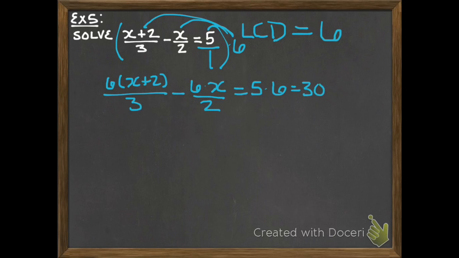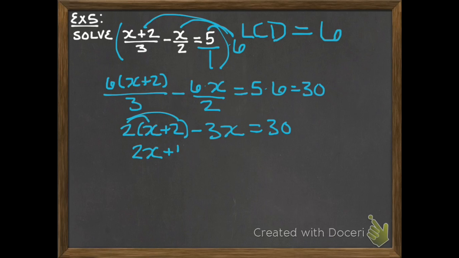So then on the left side, 6 divided by 3 just gives me 2, parentheses, x plus 2 still, minus 3x equals 30. Now I'm still going to need to distribute this 2 across this binomial, x plus 2. So 2 times x is 2x. 2 times 2 is plus 4, minus 3x equals 30. 2x minus 3x actually gives me a negative x, plus the 4 equals 30, and that's just combining my x's, or my like terms.